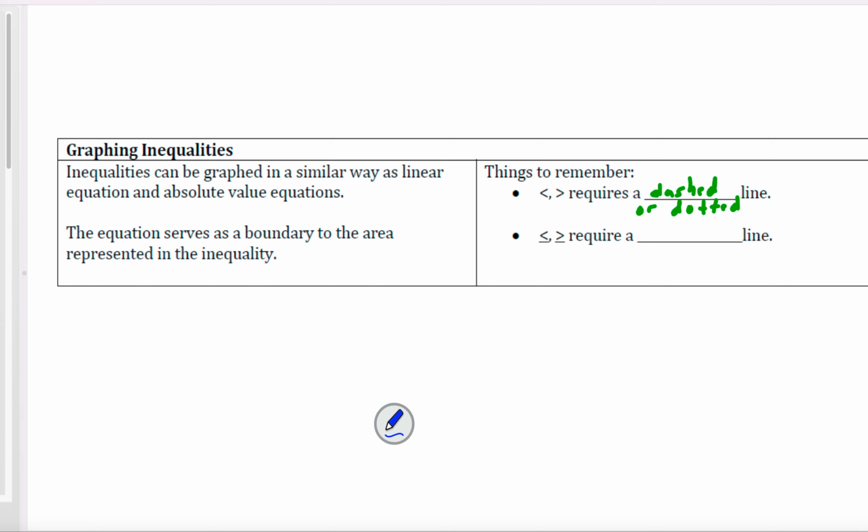If it's a solid line, it includes the line, includes that nice solid line. If it's dashed or dotted, then that line is not included in the solution. So less than or equal to and greater than or equal to require a solid line.